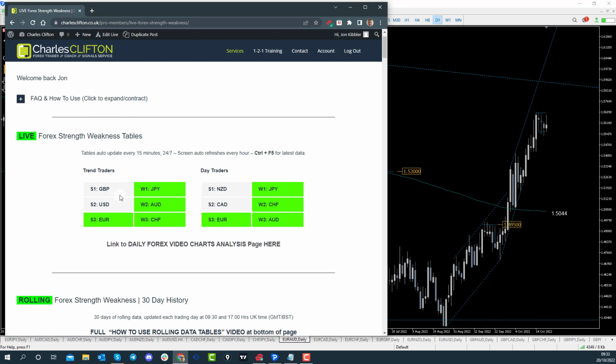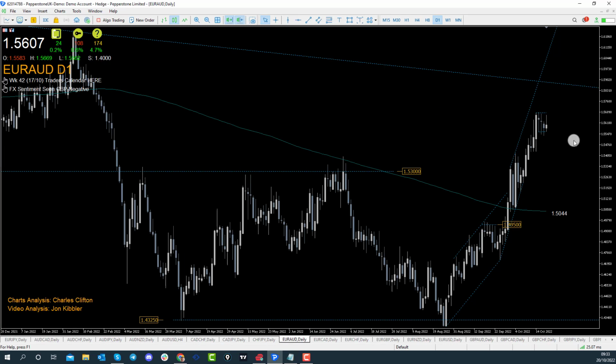Currencies that have no confluence but are featured on the table, we can see that we've got pound S1, dollar S2, Kiwi S1 and CAD S2 from the day traders. We don't have much data out today, so let's jump into some charts of interest. Our first chart is going to be Euro Oz. So if we head over to Euro Oz, what is price doing?